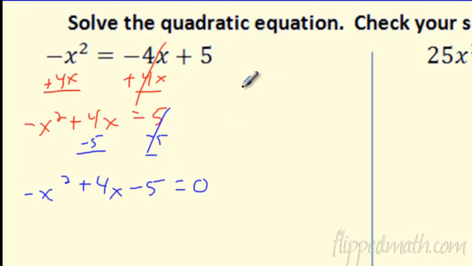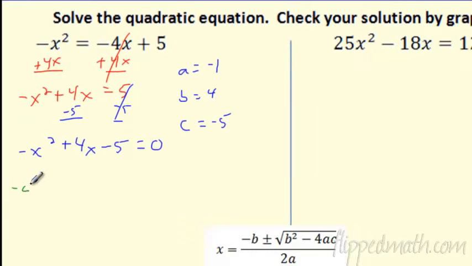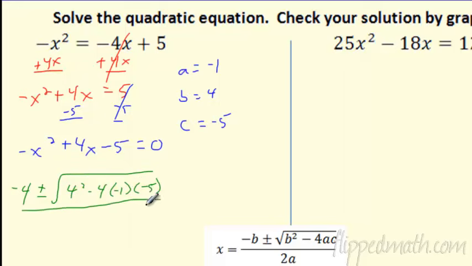If I find my a, b, and c, a in this case is what? Negative 1. Remember there's a 1 in front there. B is now 4, and c is negative 5. Plug these in here, and I get what? You get negative b plus or minus the square root of b squared minus 4. A is negative 1, be careful, and c is negative 5. So all of that's over 2a.